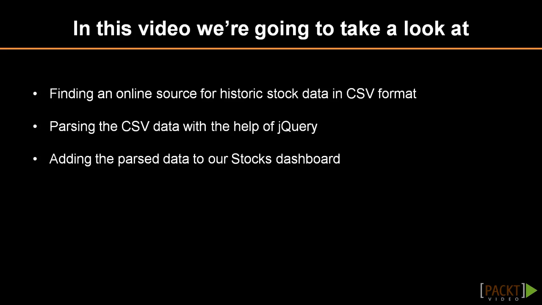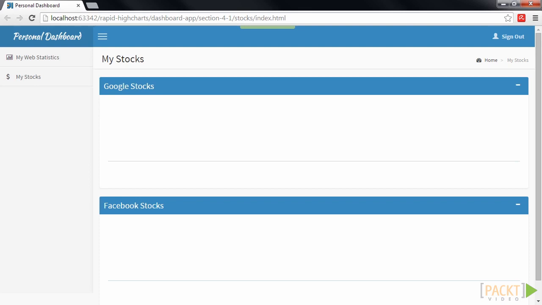First, we're going to have a look at our CSV files that contain historic stock data, and then we will parse that data and finally add it to our stock charts in the dashboard. Our stocks dashboard has two widgets, one displaying the stock values of Google and the other of Facebook. The charts are currently empty since we still have a little coding to do to make it work.